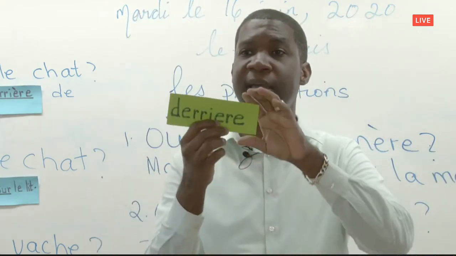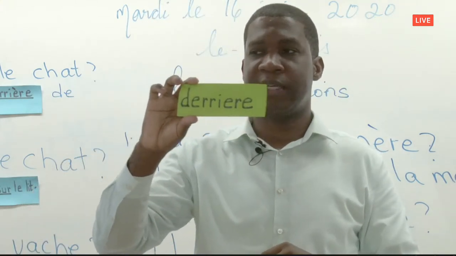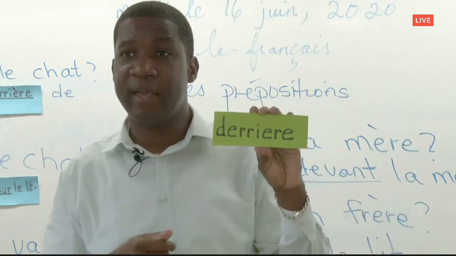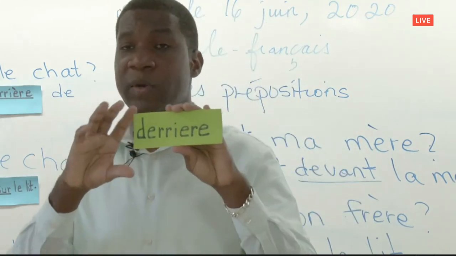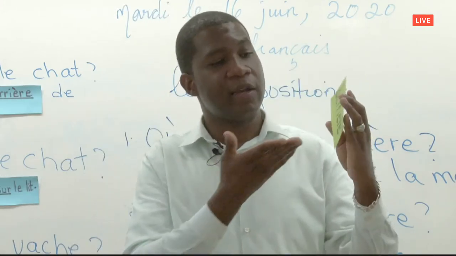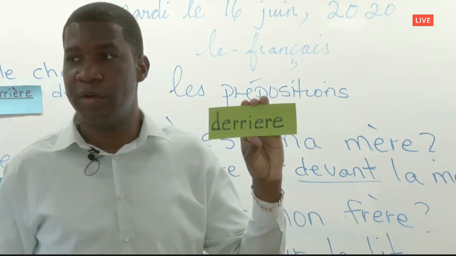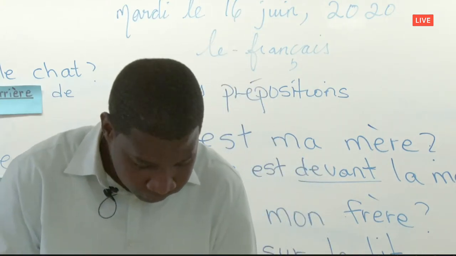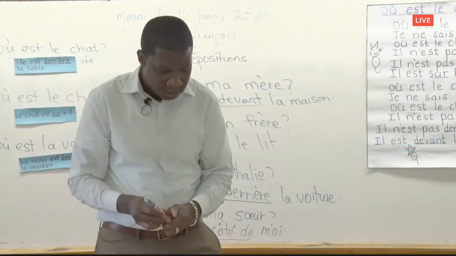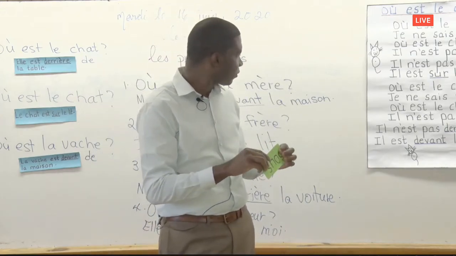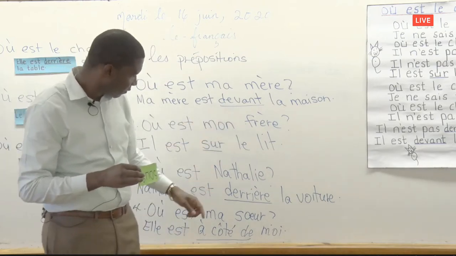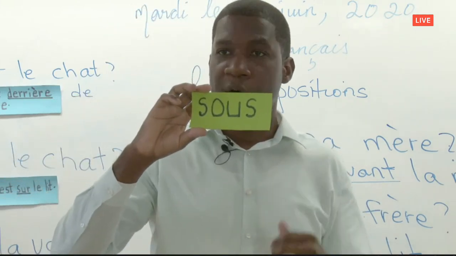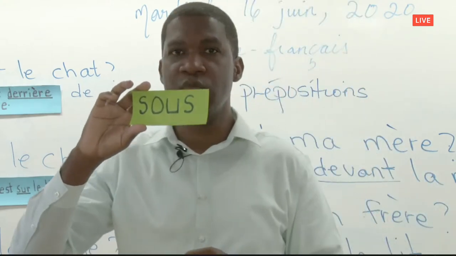The next preposition we have is derrière. Derrière. And what did we say derrière means again? We said derrière means behind. We also said that we can use de with it at the end of it. Derrière de. And the next preposition we have is sous. Sous means under. This is what we said.